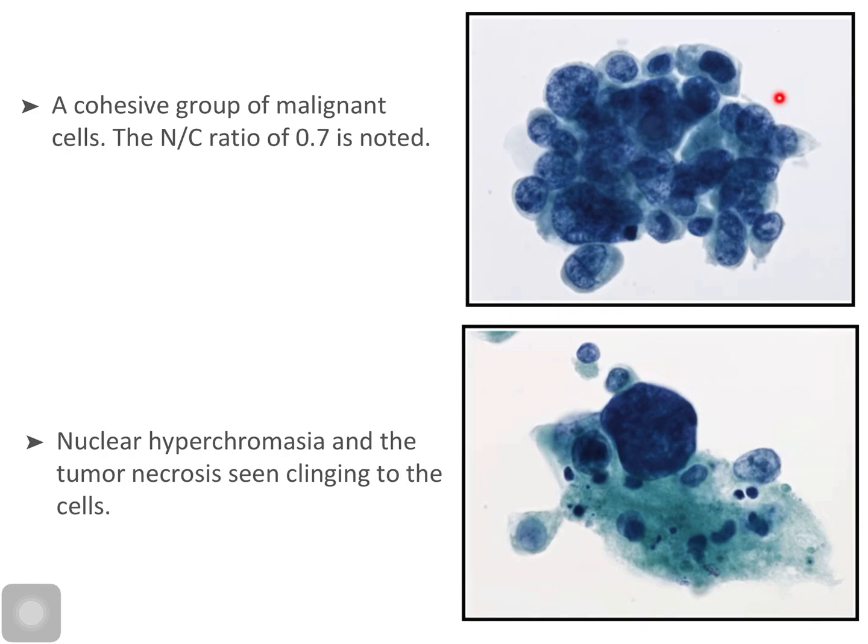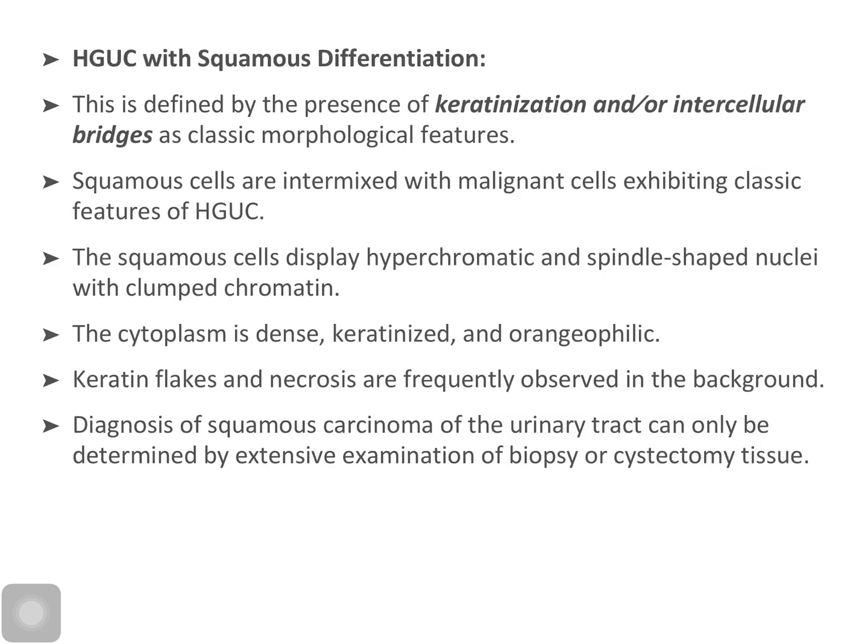Here we can see the cohesive group of malignant cells. Here the NC ratio is 0.7 and more. Here we can see the nuclear hyperchromasia and adjacent areas showing tumor necrosis, which is almost clinging next to the cells. This is the necrotic area which is clinging next to the hyperchromatic cell. The high-grade urothelial carcinoma can again be divided into two: one with squamous differentiation and the second with glandular differentiation.